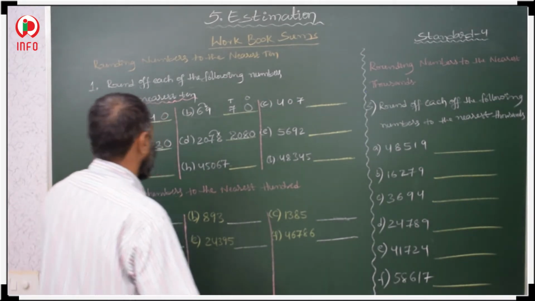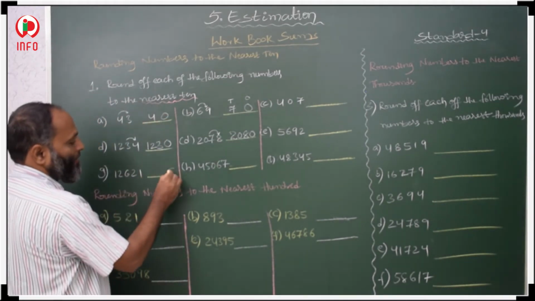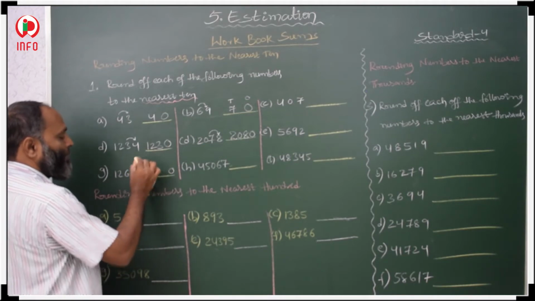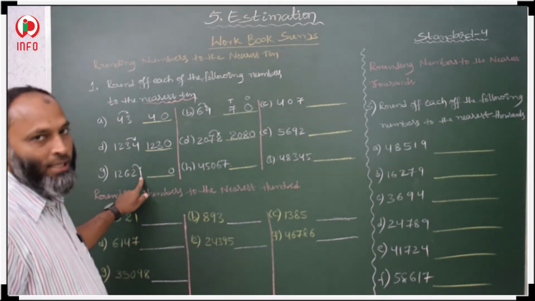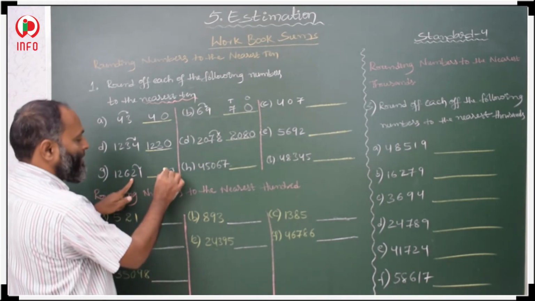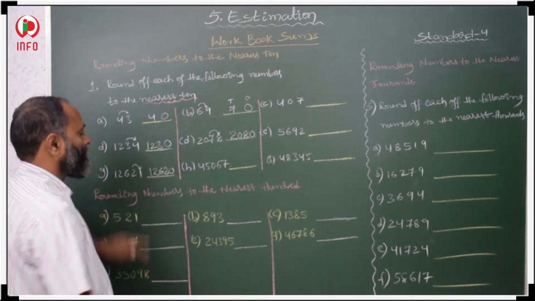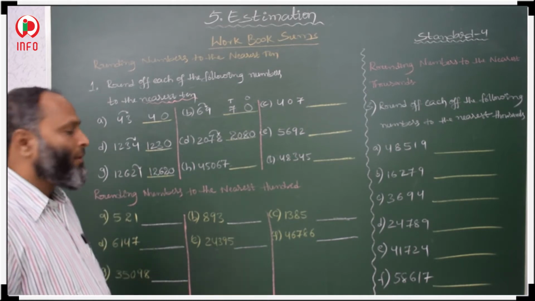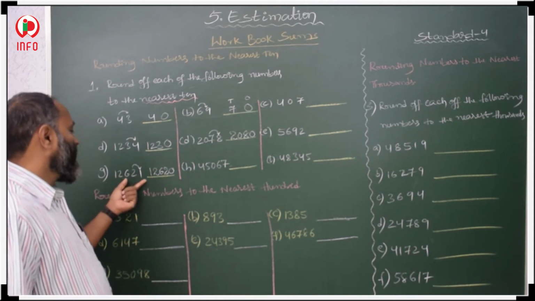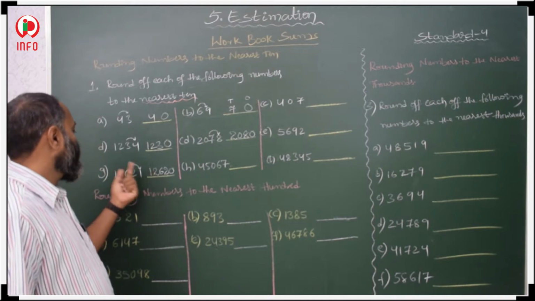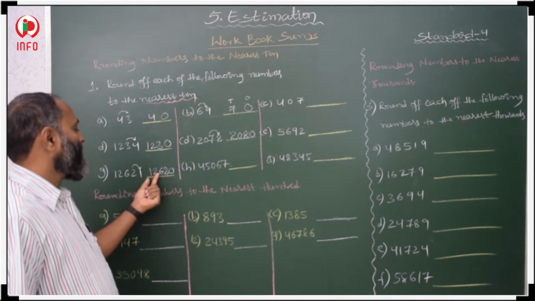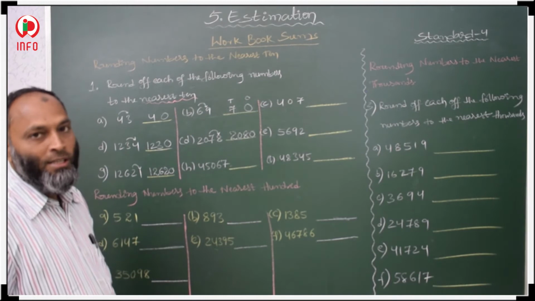And in that same way, in the ones place 0. Then after that, what is there in the ones place here? 1. It is less than 5. So these 2 we keep as it is. Then 1, 2, 6 same. 12,621, nearest to tens is 12,620.